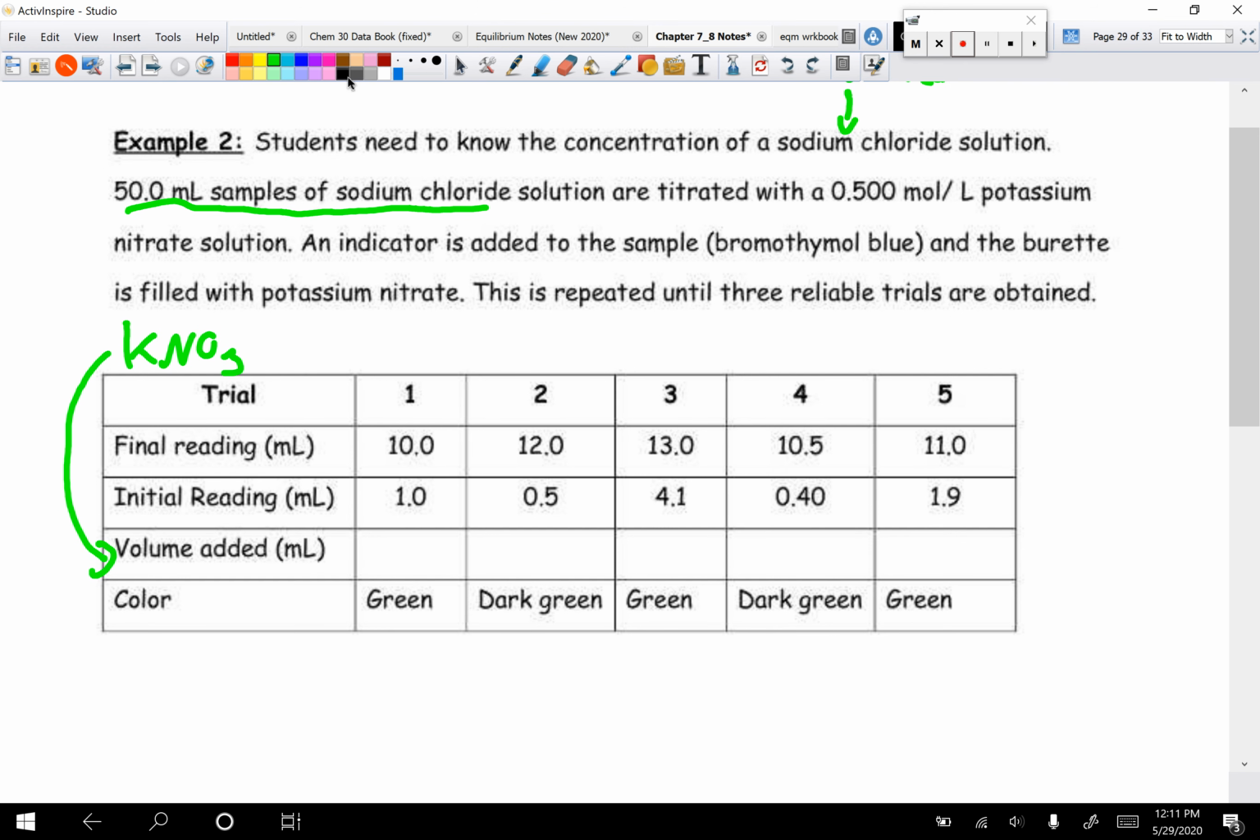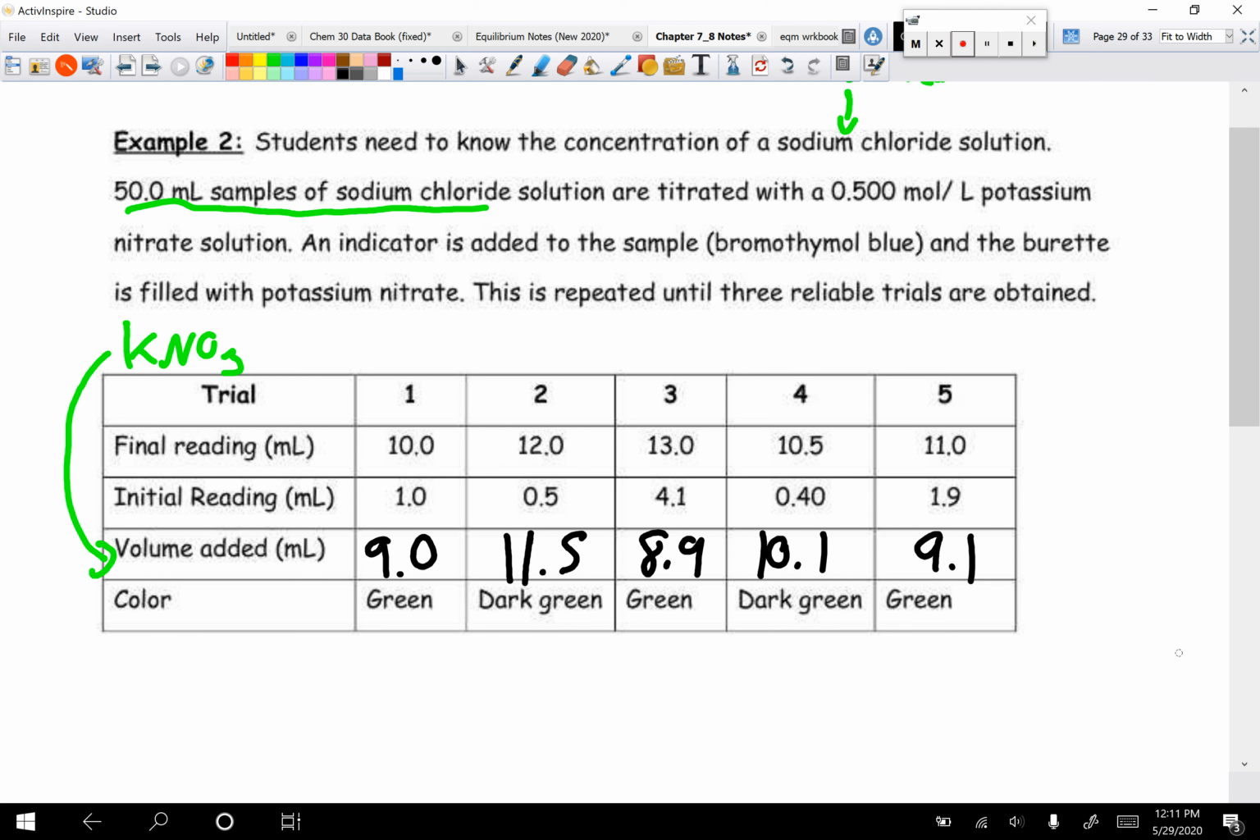So we're going to go through the same steps as before, where we subtract the initial reading from our final. For our first trial, the students added 9.0 milliliters. Our second trial, they added 11.5 milliliters. The third trial, 8.9 milliliters. The fourth trial, 10.1 milliliters. And finally, the last trial, 9.1 milliliters.